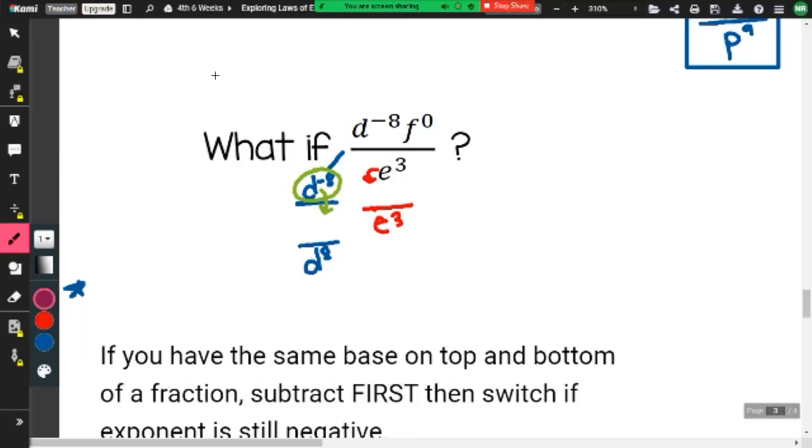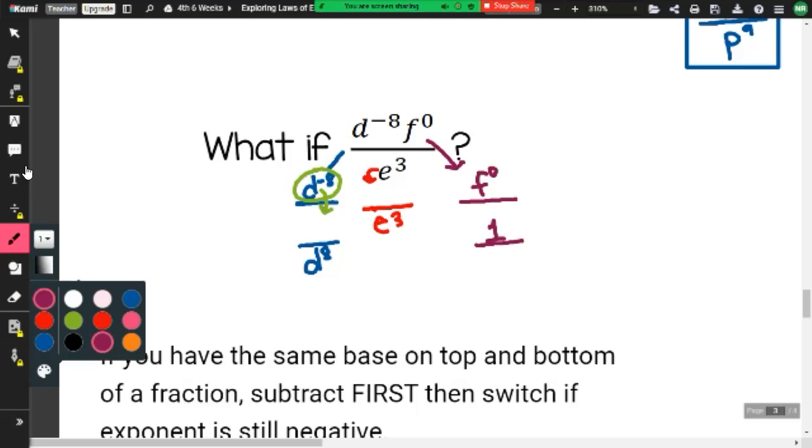Last group is for what? F. F to the power of 0 is on what side of my fraction? The top. Anything to the power of 0 gives me what? 1. Now, sometimes we cancel it out, sometimes we don't. We'll figure this one out at the end. So I'm going to come over here to the side. That way I can put everything together again.